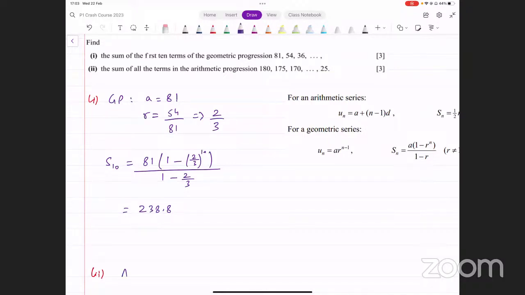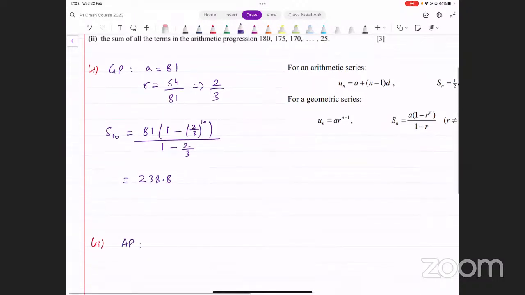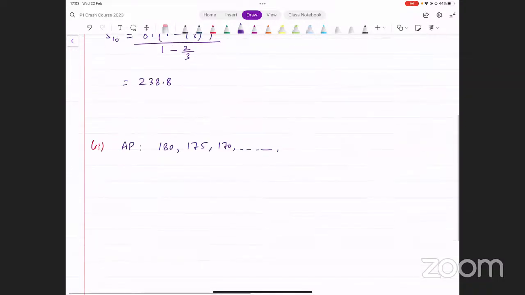We have an arithmetic progression, and the values that we have are 180, 175, 170, and we know the sequence ends when the value becomes 25. All right. Now let's write down the parameters that we have for this AP. We know that the first term is 180.